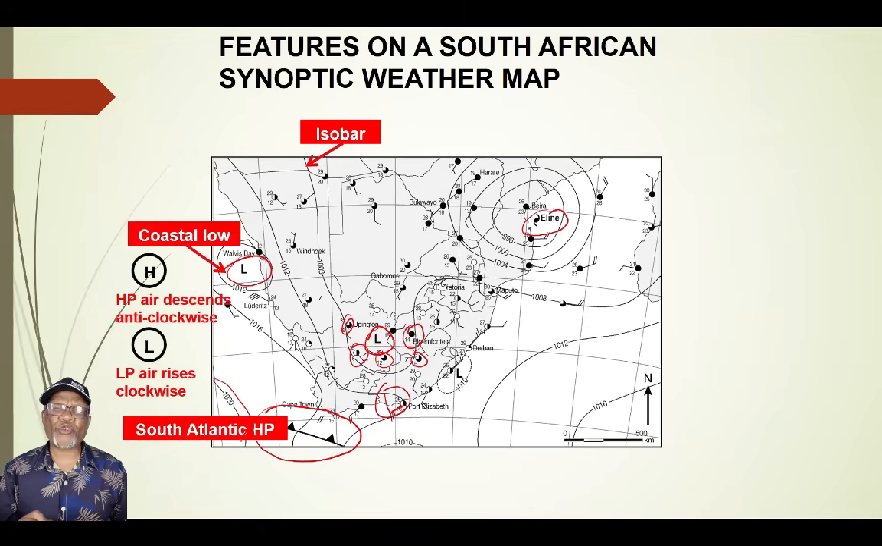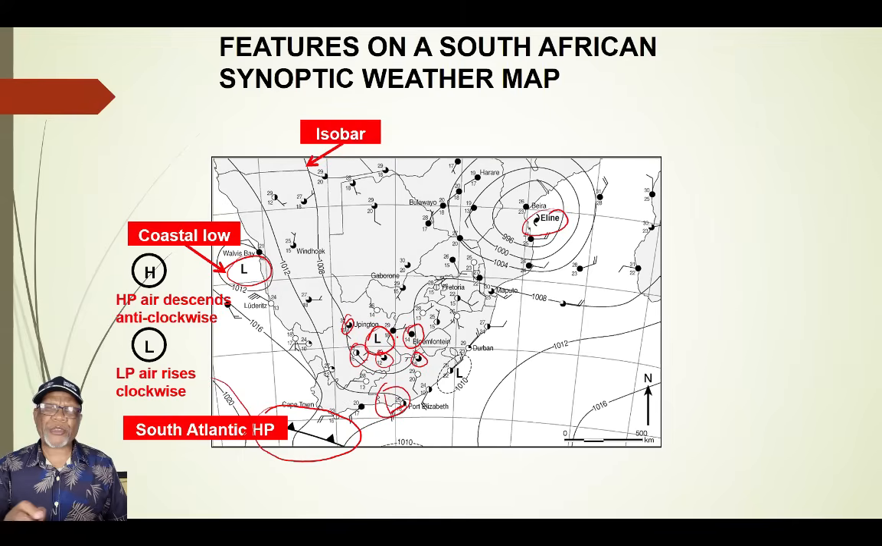And then what you should know with the high pressure cell is the air is descending. That is why when we have Kalahari high pressure in the interior, we don't have condensation because the air is descending and it heats up. And then with a low pressure cell, the air will rise, and rising air will condense and form the clouds as you see in this synoptic weather map.